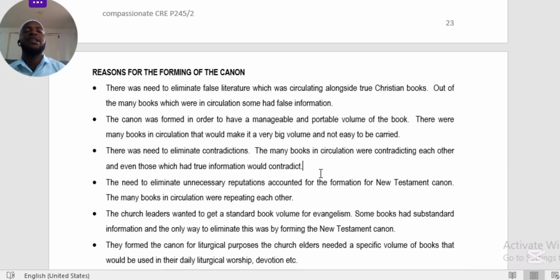So the elders, as they were selecting and choosing books, were looking at those books that were carrying information that had meaning. Books with information of less meaning were left out. At the end of the day, they wanted only those books with information that could at least be understandable.